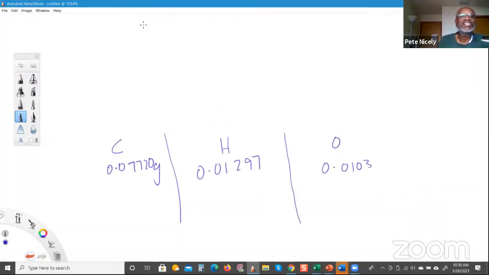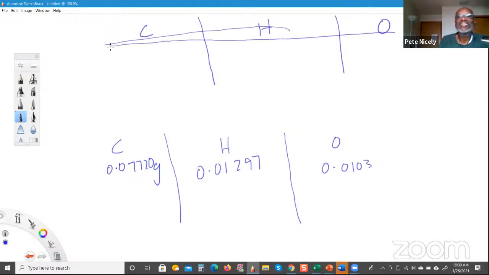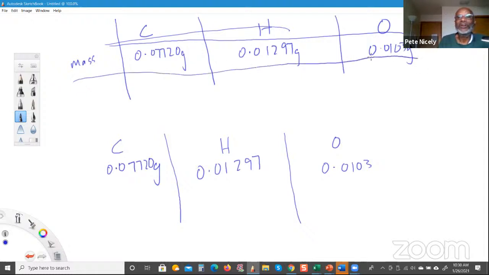Oh shoot, I'm sorry about that. I thought I was writing at the top. Let me just rewrite this up here: carbon, hydrogen, oxygen, mass. Here we're going to have 0.07720 grams. Here we're going to have 0.01297 grams. And here we're going to have 0.0103 grams. These are the masses of all the elements, and we're going to do the same thing as we did before. The first step would be to determine the moles. Let me erase this down here to avoid confusion.